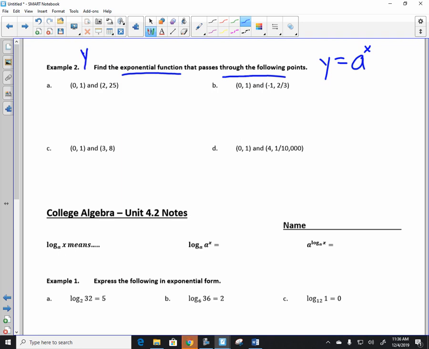So before you've written the equation like y equals mx plus b, right? You found m and you found b. Right now we're doing exponential functions where we find a. All these pass through what point? 0, 1. So I'm going to use the 2, 25. So that means the x value is 2 and the y value is 25. So 25 is equal to some number a to the second power. So what is a? A is 5.